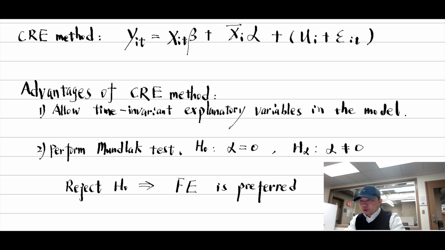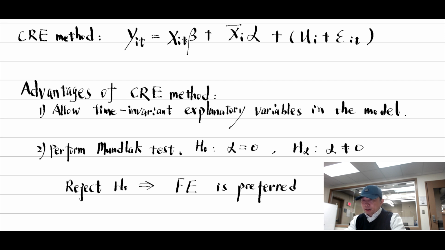There are advantages of using the correlated random effects approach. First, it allows the time-invariant explanatory variables in the model, and we can estimate their effects. In our example, we can estimate the gender and education effects on wages. The estimates are very close to those in the random effects model. At the same time, we obtain the estimates for the time-varying variables as in the fixed effects model.